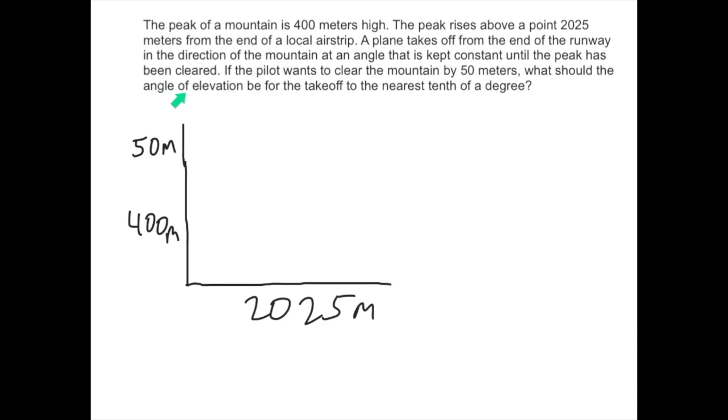So the key phrase here is angle of elevation. So the angle of elevation is the angle from something going up in a diagonal pattern, and they want to know what that angle is. So it's the angle of elevation for the takeoff of the plane. So if we draw our triangle here, the angle of elevation is what we want to know. So we'll call that our x.